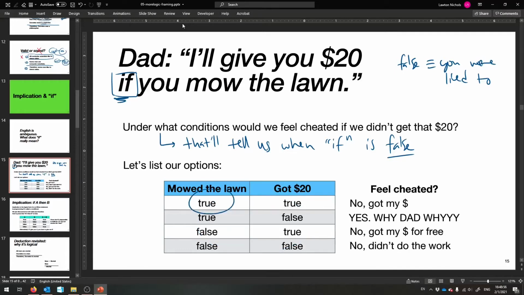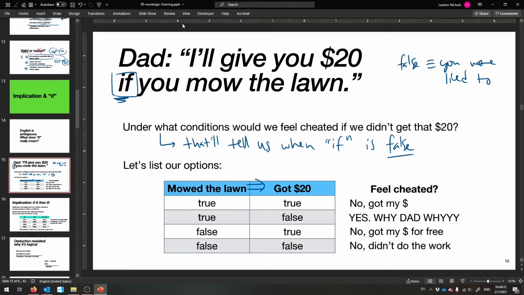So we mowed the lawn, we got 20 bucks. We mowed the lawn, we didn't get $20. We didn't mow the lawn, but we got 20 bucks. And we didn't mow the lawn, and we did not get $20. Okay, so under which of these rows would we feel cheated? Because this is like, if you mow the lawn, then I'll give you $20. That's what it's saying. There's an arrow like that. So when would this be false?